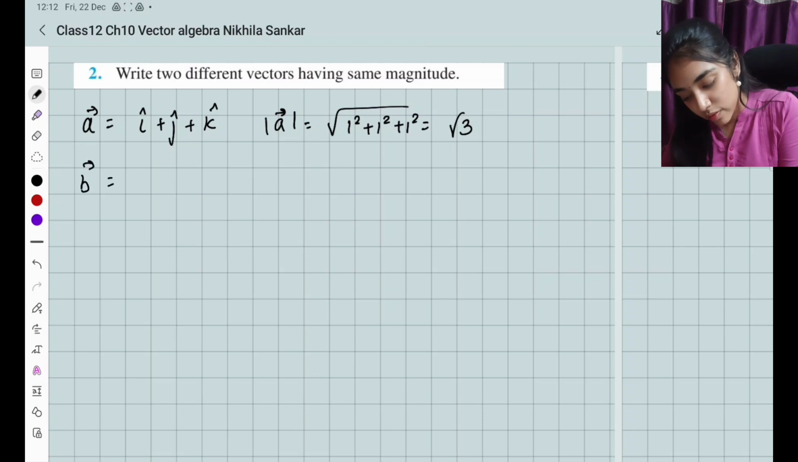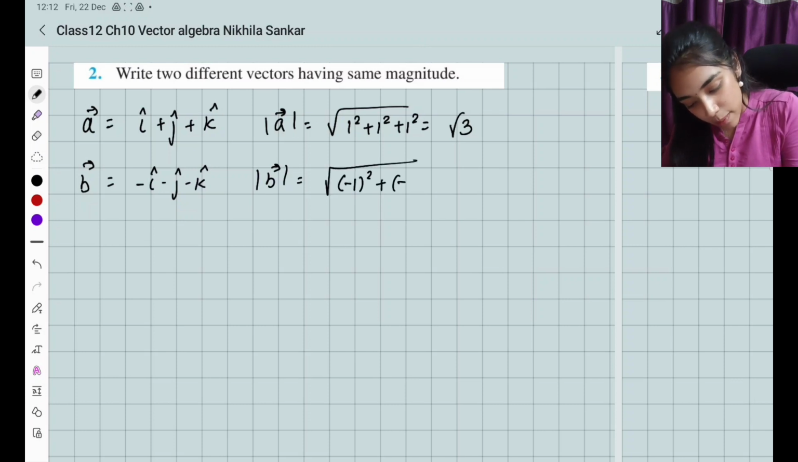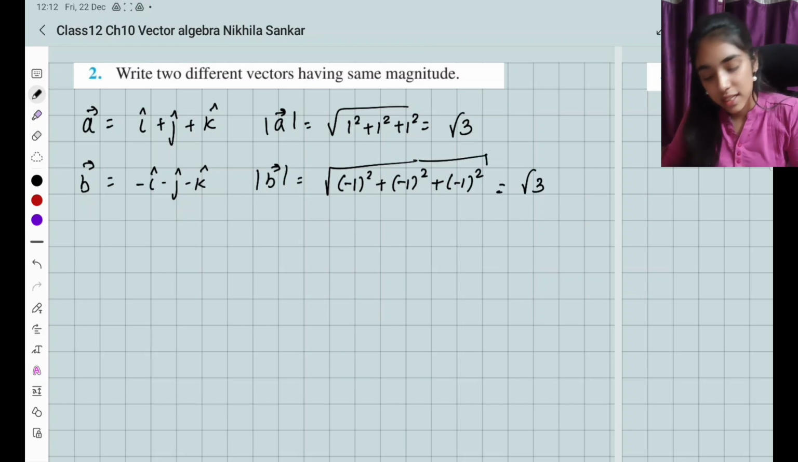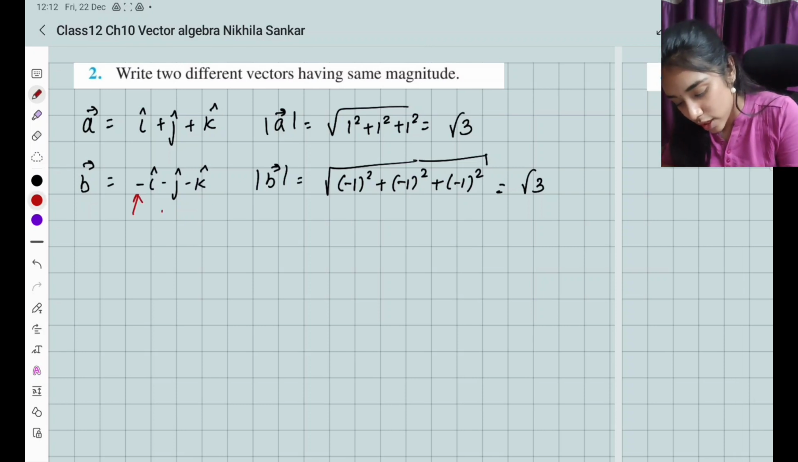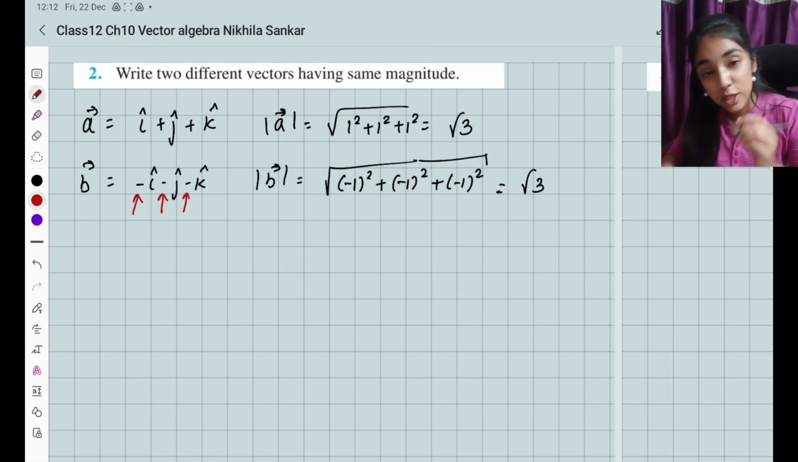இப்போ நான் B னு ஒரு vector எடுக்கிறேன். Let me write it as minus I minus J minus K. இப்போ magnitude of B vector என்ன? It is going to be square root of minus 1 square plus minus 1 square plus minus 1 the whole square. So this is going to be root 3 again. So இந்த இடத்துல நம்ம square பண்றதுனால the magnitude you can take different values for x, y and z. இந்த மாதிரி இன்னும் multiple options இருக்கு.